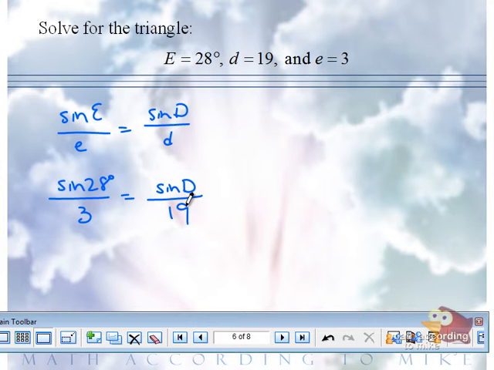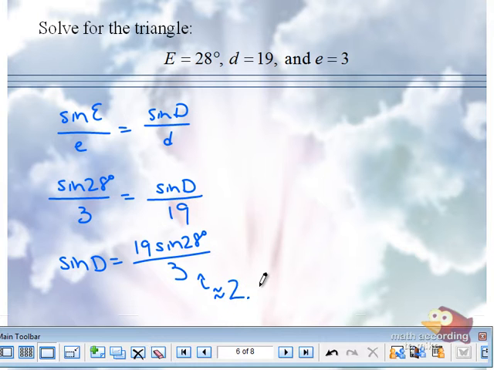Is that okay? Calculator, you don't need one. You do need one. So solving for the sine of D, you would say 19 sine of 28 degrees divided by 3, and that's after multiplying both sides by 19. If you would, real quick, please figure out what 19 times the sine of 28 degrees over 3 is. To be honest, you really wouldn't do this quite yet on a test or the homework. I'm just trying to show you something right now.